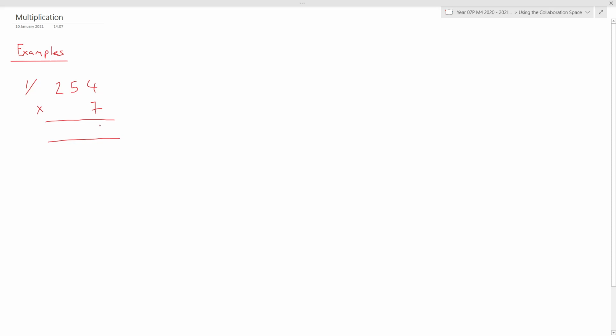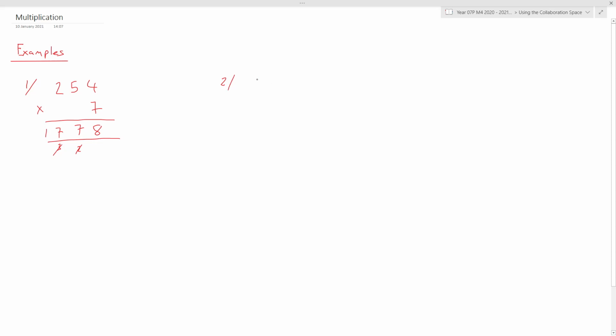7 fours are 28, so put our 8 here, carry the 2. 7 fives are 35, plus the 2, yeah, 37, carry the 3. Don't forget to cancel the 2 out, we don't need it anymore. And then 7 twos are 14, plus the 3, 17. So 1,778. Don't forget to cross the 3 out. Let's try another one.